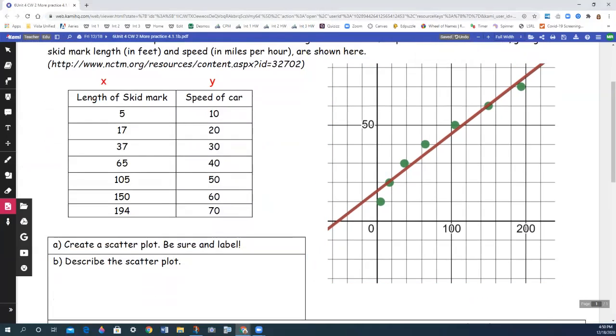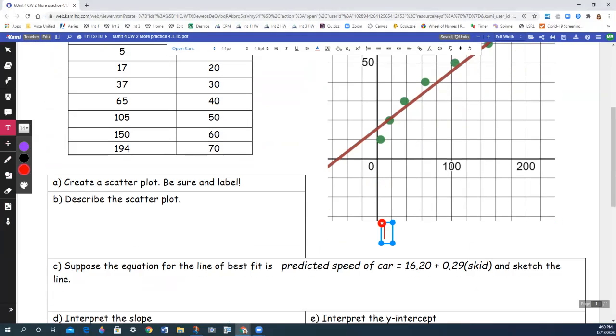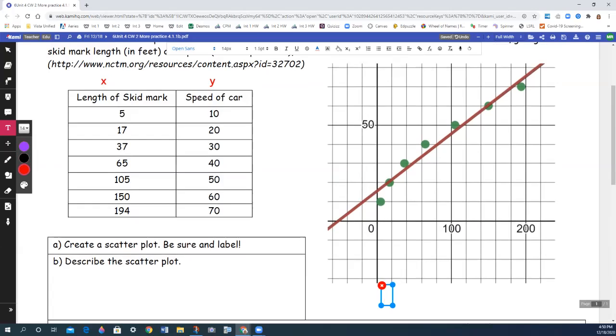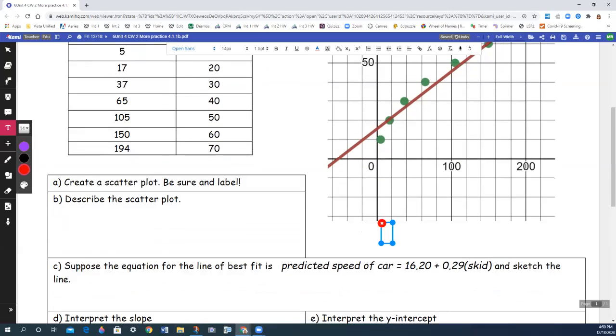And there's my graph. Now I am going to come and label my X and my Y axis. So I'm going to grab a text box. I'm going to come here and type in what my X is, which is the length of a skid mark. So I'm going to type in length of skid mark, and put in parentheses feet.